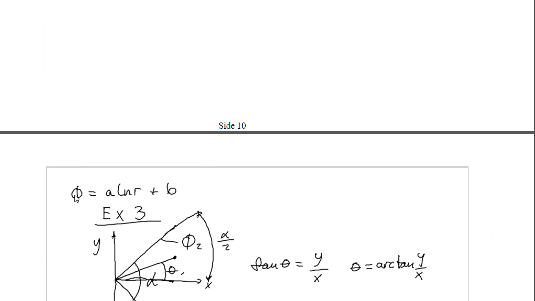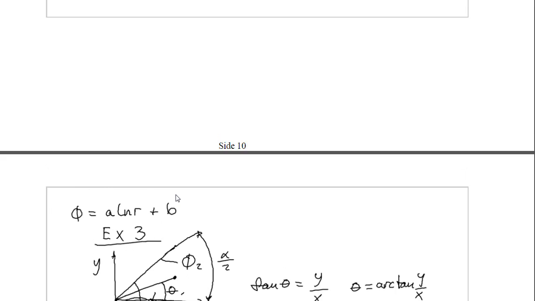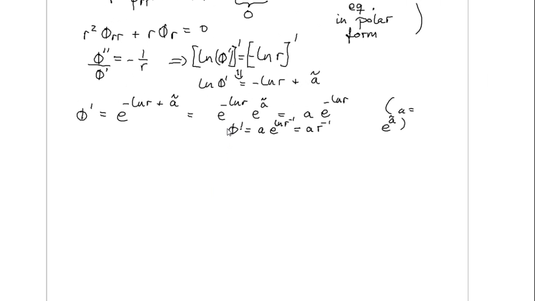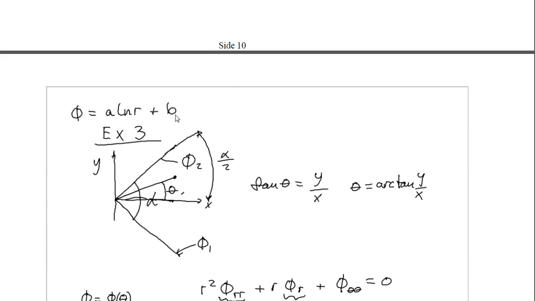So we conclude that phi must be equal to this constant a multiplied with the logarithm of r plus this b. This is due to the fact that if phi prime is equal to a constant multiplied with 1 over r, then phi must be the logarithm of r multiplied with this constant plus some new constant. So then we have the general expression written here.